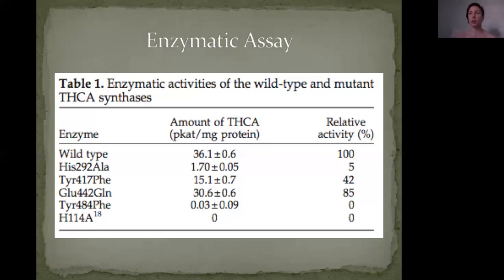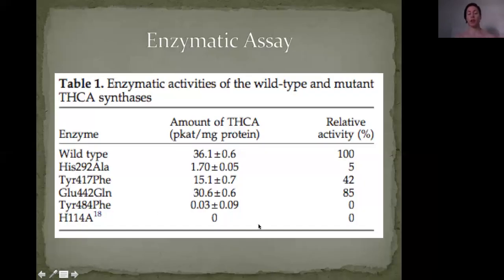The particular tertiary structure that they investigated, they used the primary structure. I believe it was 545 amino acids and only 508 out of that to create the tertiary structure. They take these amino acids, they put a primer in that directs mutagenesis to that particular site. And that's how they mutated all of these amino acid residues. So they mutated the histidine 292 to alanine, the tyrosine 417 to phenylalanine, the glutamic acid 442 to glutamine, tyrosine 484 to phenylalanine, histidine 114 to alanine.